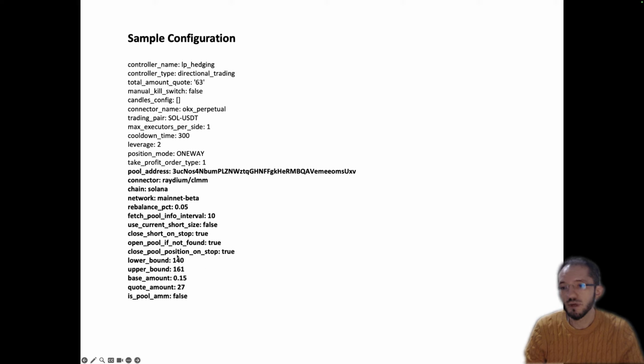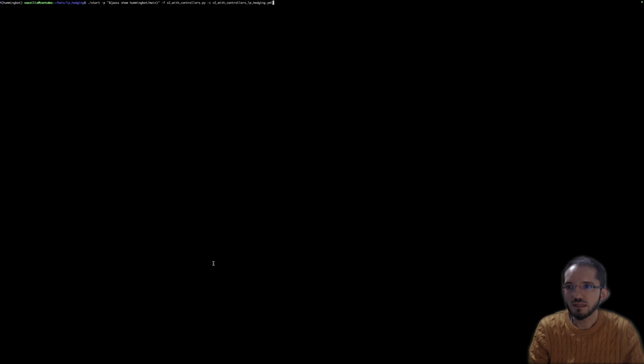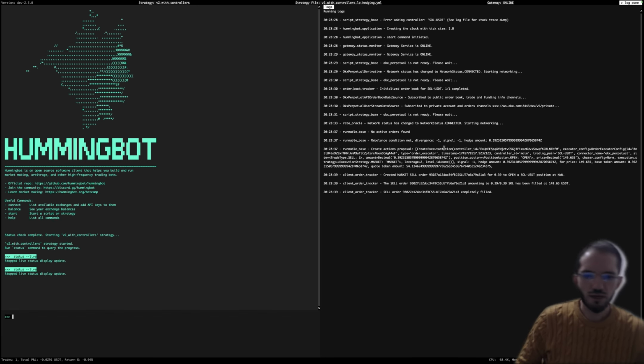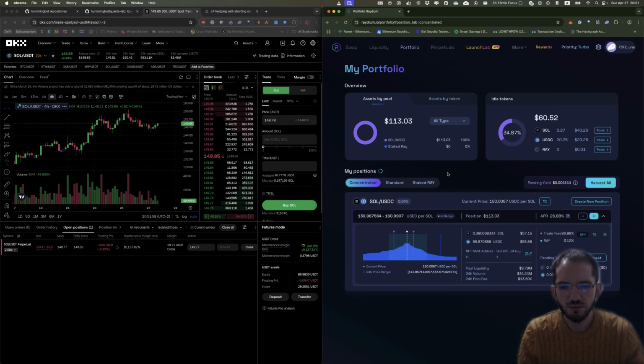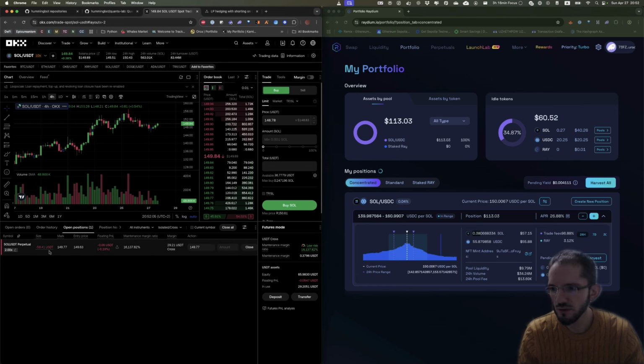We also have to provide information for opening the pool, like the range and how much of the base asset, how much Solana and how much USDC we need. Okay, so now let's run the bot. Okay, so now the bot is running, and we see here that on Raydium it has opened a position where we have almost 0.38 Solana, and on CEX we have a short of almost 0.39.